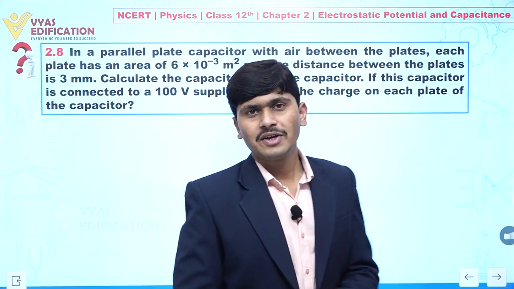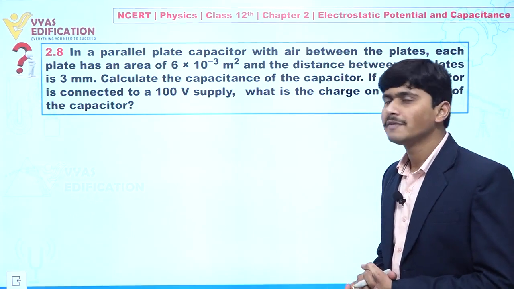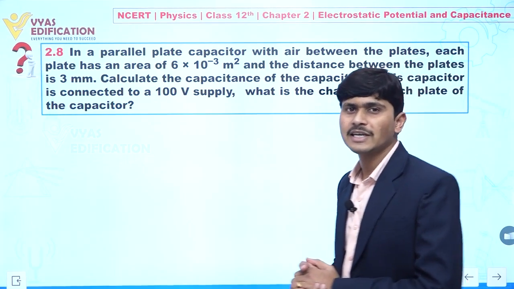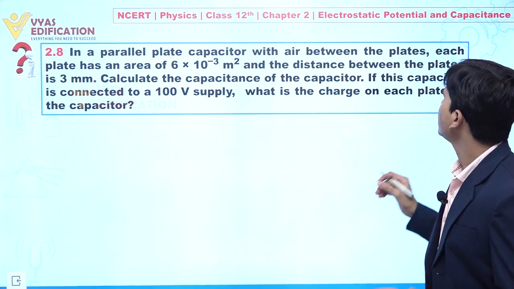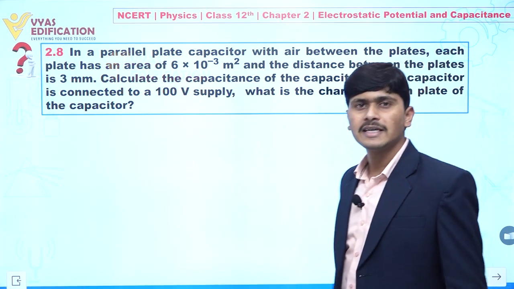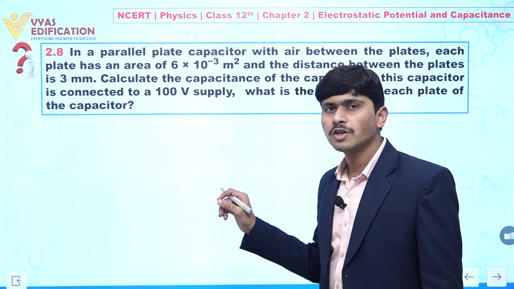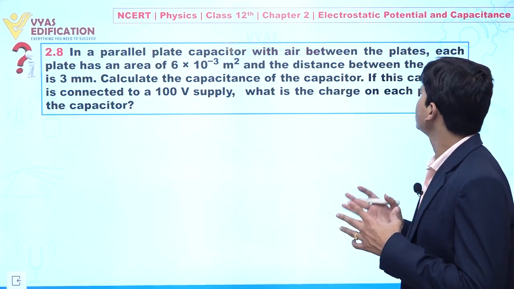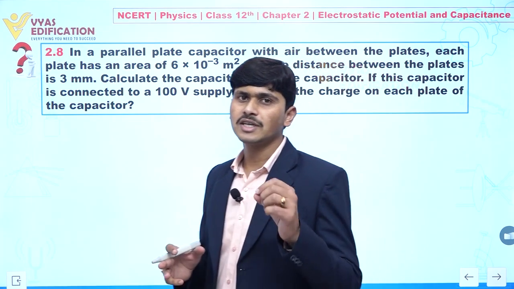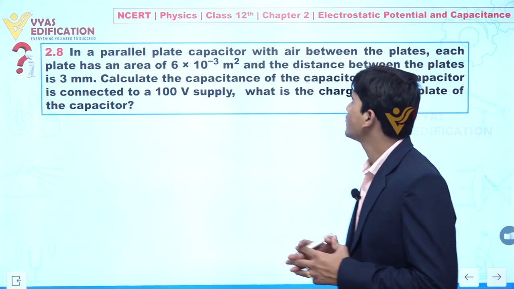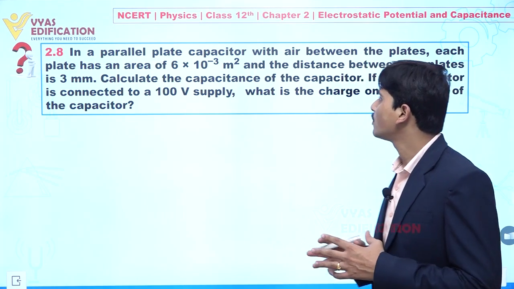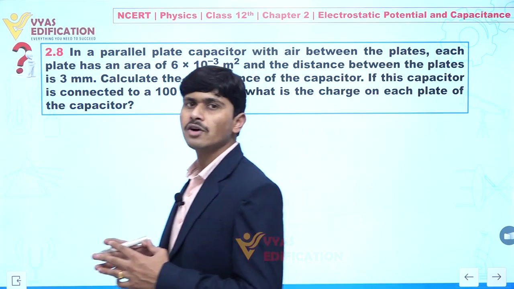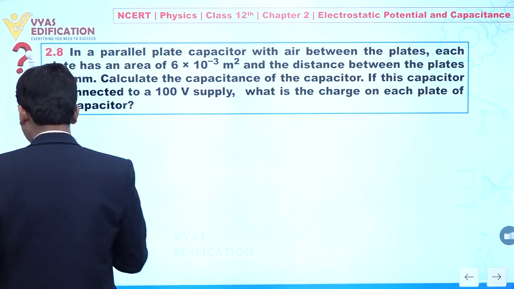Now dear student, we are going to discuss question number 2.8, and this is again a question related to parallel plate capacitor. In a parallel plate capacitor with air between the plates, each plate has an area of 6 into 10 to the power minus 3 meter square and the distance between the plates is given as 3 mm. Calculate the capacitance of the capacitor, and if the capacitor is connected to a 100 volt supply, what is the charge on each plate of the capacitor? Now concentrate on the screen.